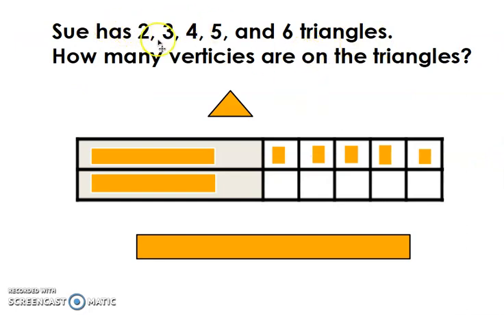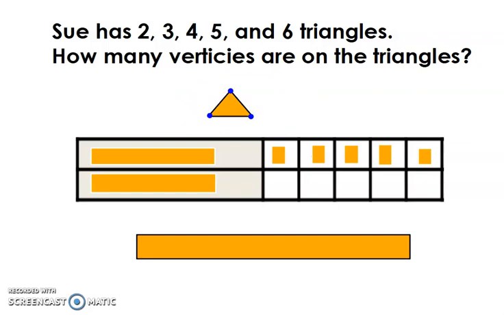Sue has 2, 3, 4, 5, and 6 triangles. How many vertices are on the triangles? Well, I have to think back to when I was doing shapes to figure out how many vertices are on a triangle. So I'm going to remember two lines meeting together at a point gives me a vertex. So I'm going to find where they are. And oh, look, a triangle has 3 vertices.